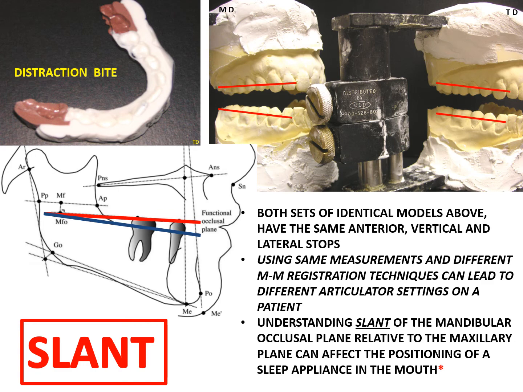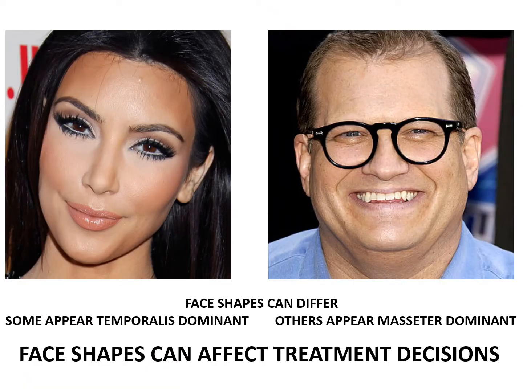So, understanding slant of the mandibular occlusal plane relative to the maxillary can affect the positioning of a sleep appliance in the mouth. The appliance that you make for the models on the right and left will look and feel and be different in terms of airway. Face shapes can differ. Some appear temporalis dominant, others appear masseter dominant. Face shapes can affect treatment decisions.